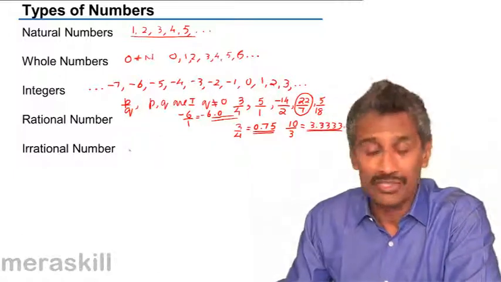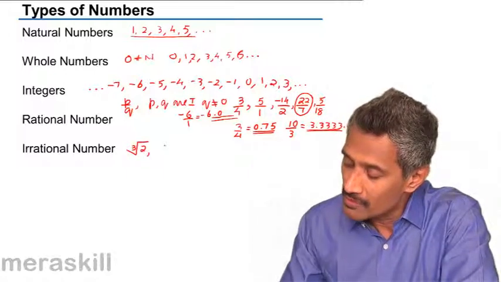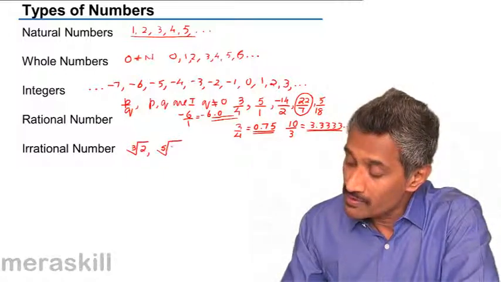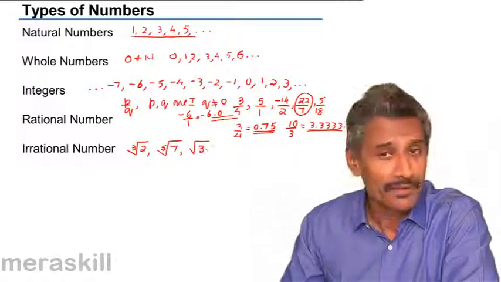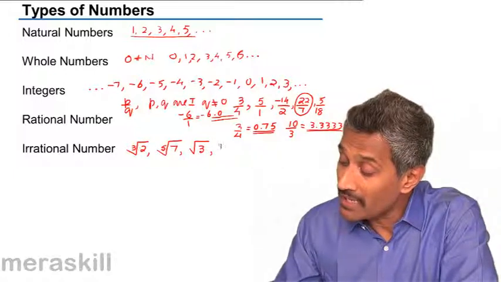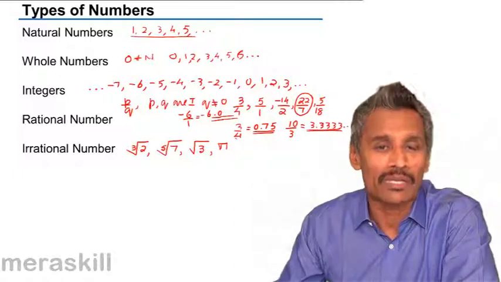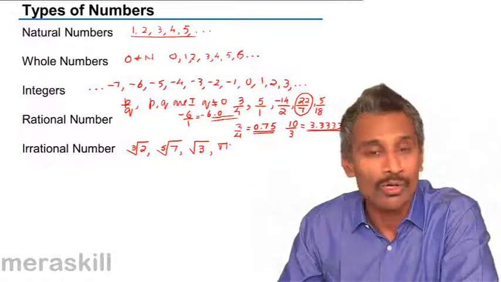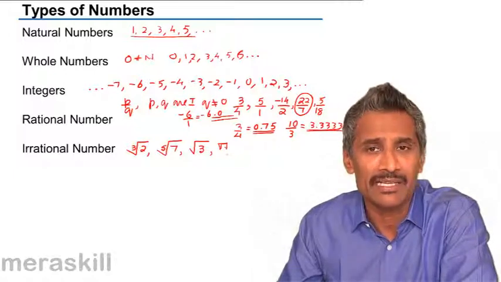Now an irrational number could be something like this: cube root of 2, fifth root of 7, square root of 3. So all these are irrational numbers. Even pi is a kind of irrational number, but actually, in a deeper form, pi is what is called a transcendental number. But for our understanding, we can take pi as an irrational number.